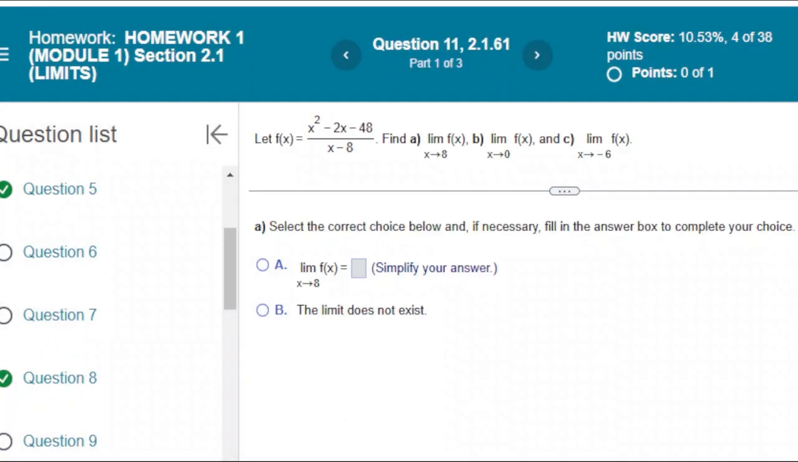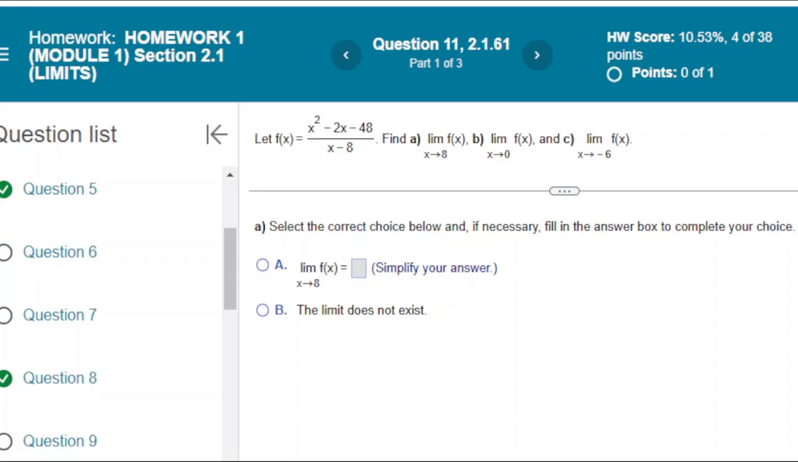Okay, now this one here is actually number 11. This gives us a function f of x equals this rational function here, right? It's a polynomial divided by a polynomial, but there's 3 parts. There's a, b, and c. So what's the limit as x approaches 8 of this function?